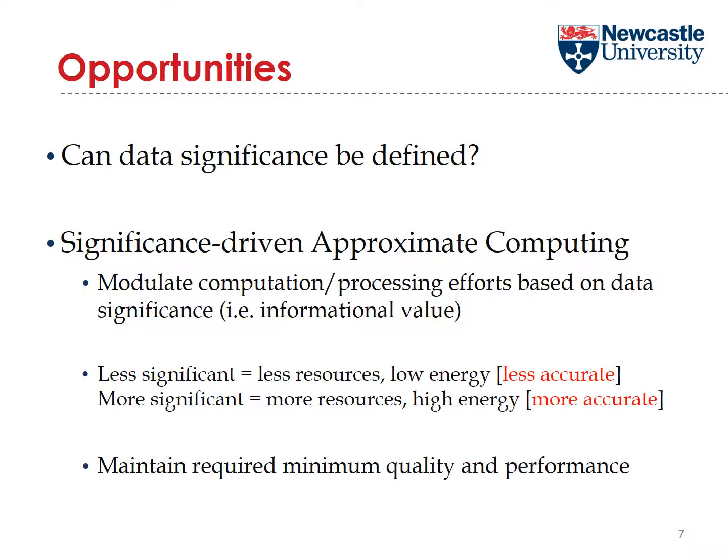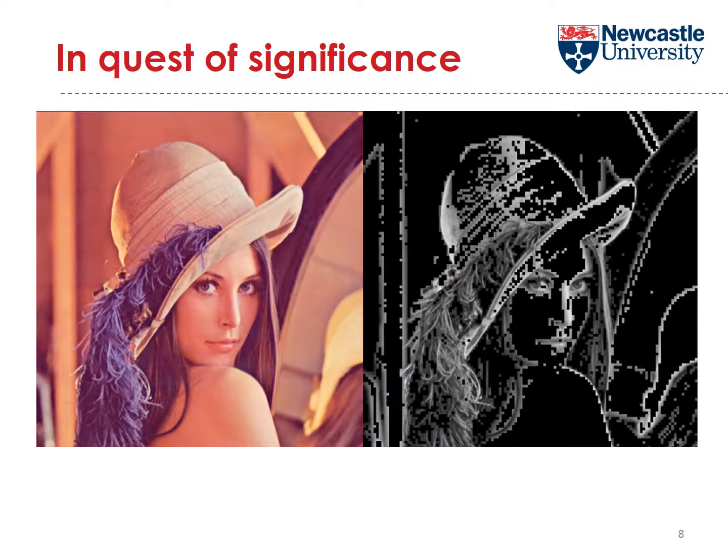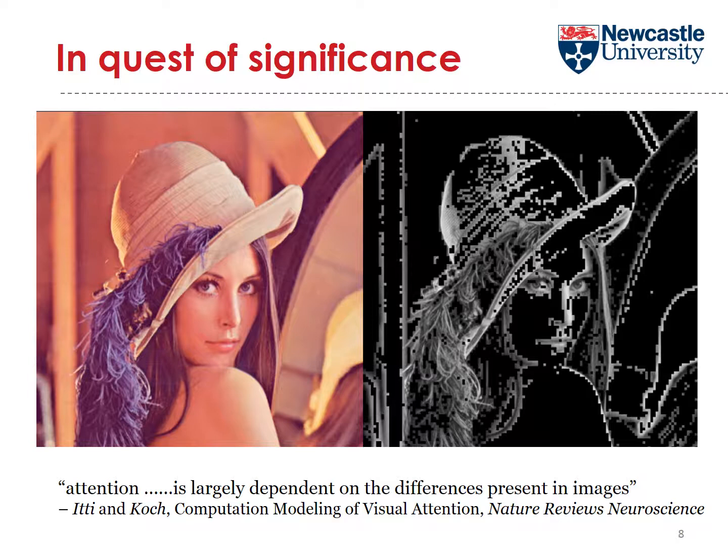While looking for ways to define significance, we went through a good number of papers, and we found this fantastic paper from Nature Reviews Neuroscience, written by Itti and Koch. They were finding out how humans perceive significance or pay attention to details in an image over time. What they came up with is that human attention is largely dependent on the differences present in images. If you see on the left-hand side, we have a beautiful Lena posing for you, obviously. On the right-hand side, you will see the black blobs telling you that these are areas where the differences are low, and the white areas show where you have higher differences. If you think about it carefully and look at the image on the left, you will see that your level of attention will basically circle the areas where you have a lot of contrast, a lot of variance.